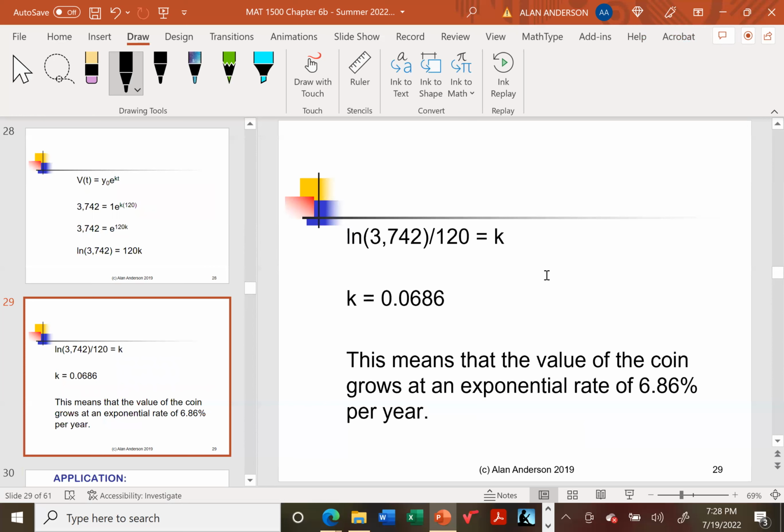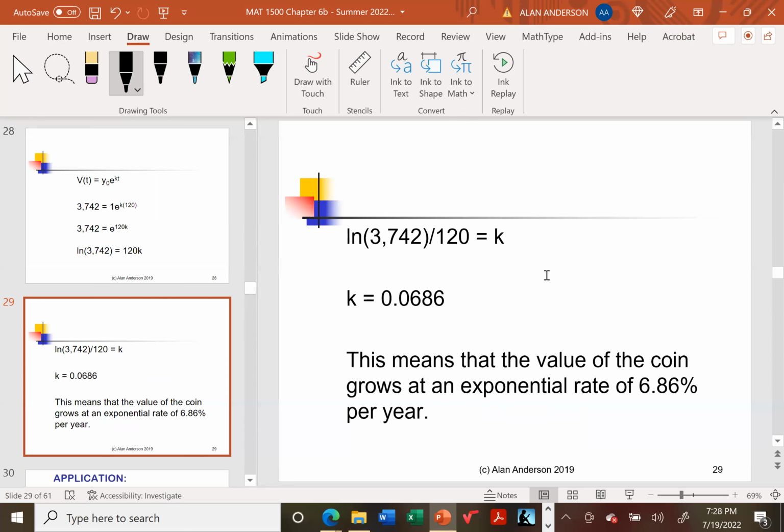So if you continue to hold on to the coin and you assume that the past will repeat into the future, you can predict roughly how much it'll be worth in the future. Like if you decide to hold on to it for another 20 years, you might want to know how much you think it'll be worth. And this would enable you to do exactly that.